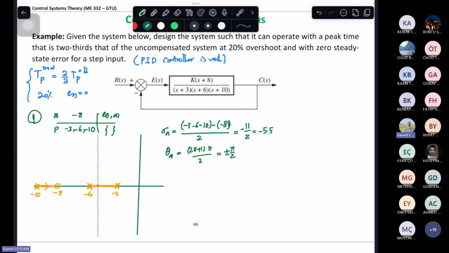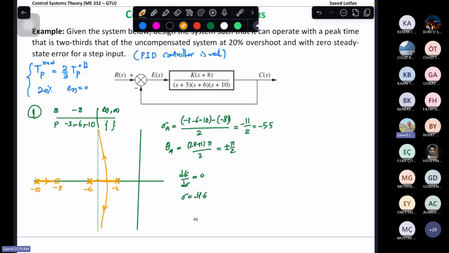And also I have to find dK over d sigma equal to 0, and this means sigma is about -4.6, that is the breakaway point. So about here I get something like this for the root locus of the system. So the uncompensated system is working like this. Overshoot is 20%.